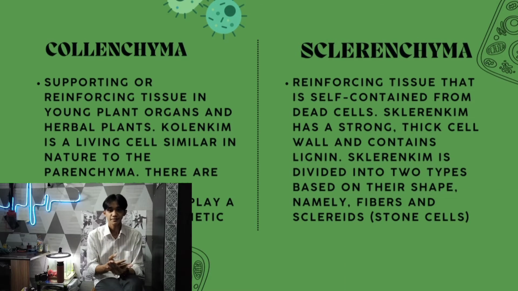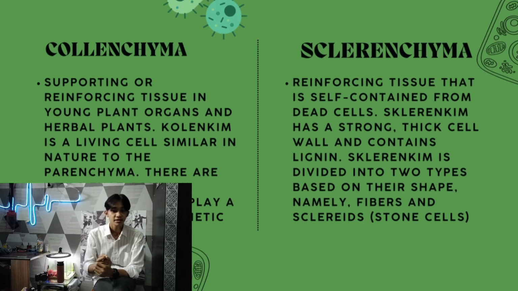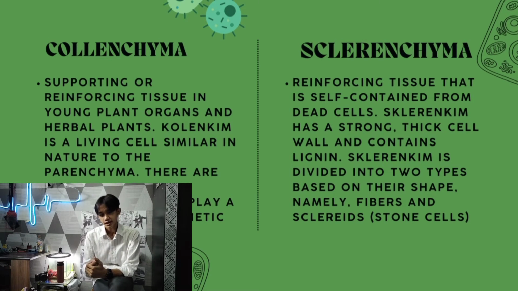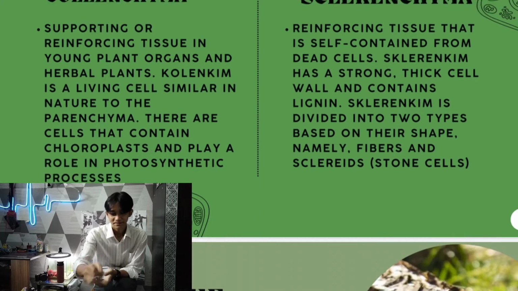And sclerenchyma. Sclerenchyma is reinforcing tissue that is composed of dead cells. Sclerenchyma has a strong thick cell wall and contains lignin. Sclerenchyma is divided into two types based on their shape, namely fiber and sclereid or stone cell.